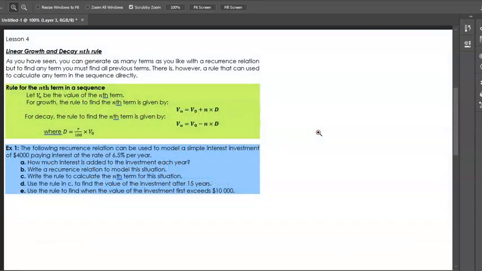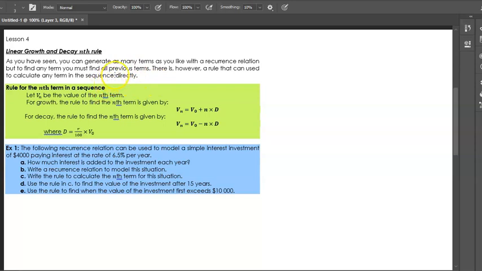Now you'll notice that the screen is just a little bit bigger than usual, and this is because before we get to the actual set notes, there is a PowerPoint presentation that I have created in order to see how this rule works and where it comes from. So before we get to that, as you can see, you can generate as many terms as you like with a recurrence relation, but to find any term, you must find all the previous terms.